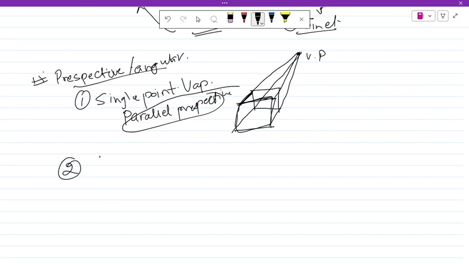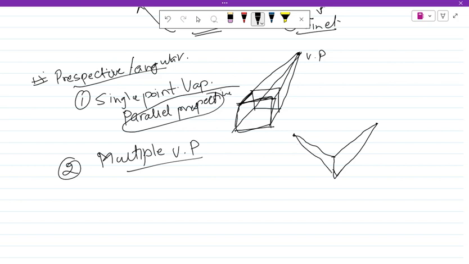Second is multiple vanishing point. So there can be two or three. If there is one, there is two, and I have a cuboid. This front is vanished on the first point and second point as well. Now I will make a cuboid out of that. So this is a multiple vanishing point. I can vanish it onto this vanishing point also. This is known as 2 point, 3 point, and similar goes. This is known as multiple vanishing point.